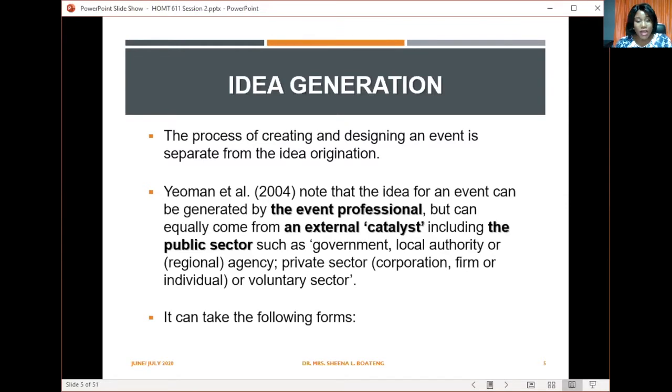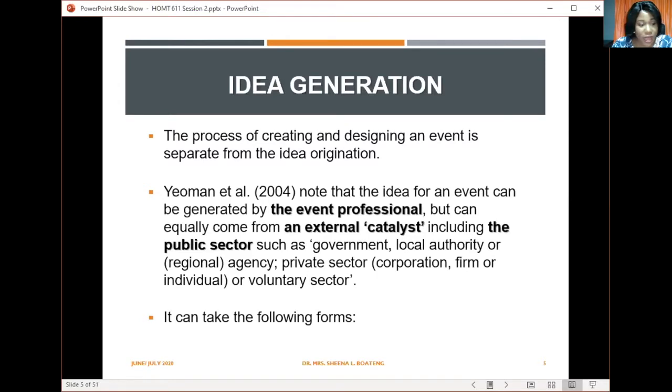So you realize that all the events around us, apart from, like I said, the ones based on ritual and ceremony, we can trace back to some kind of seed idea that fell in the mind of perhaps an event professional or an individual who was triggered by some kind of external catalyst to form the event.